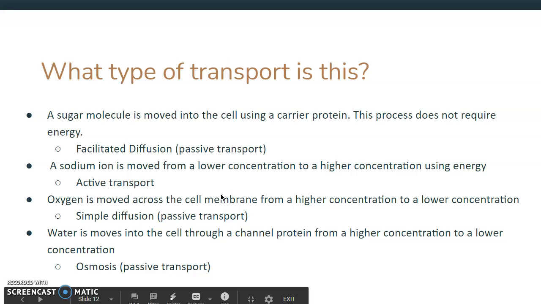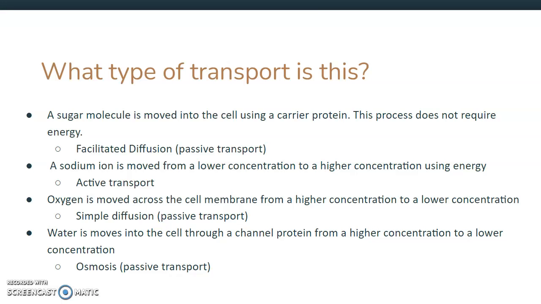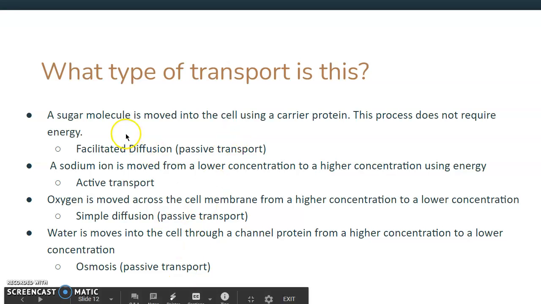That is all I had for you guys today on the different types of transport. I have these 4 main kinds. We have active, and then 3 different kinds of passive, being facilitated, simple, and osmosis.